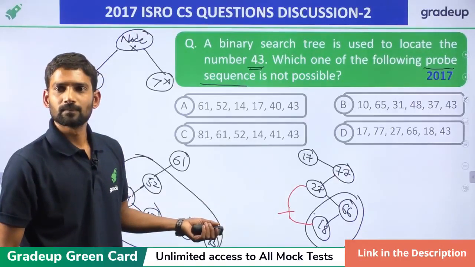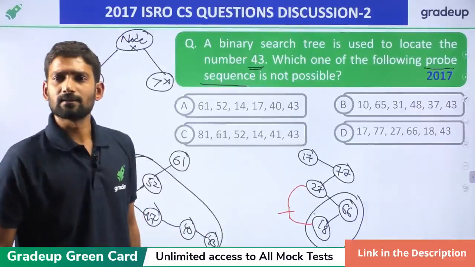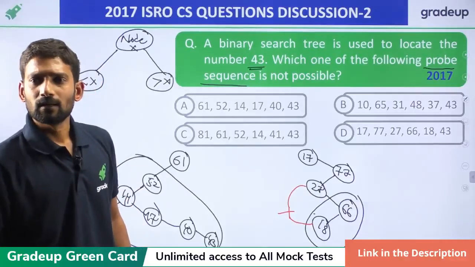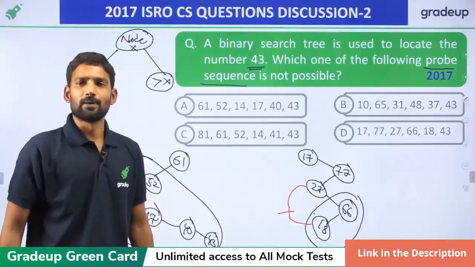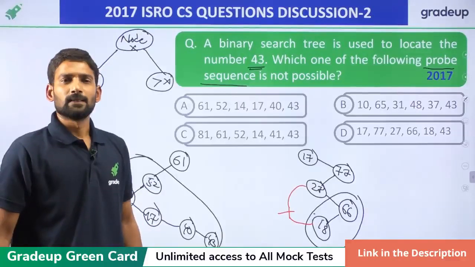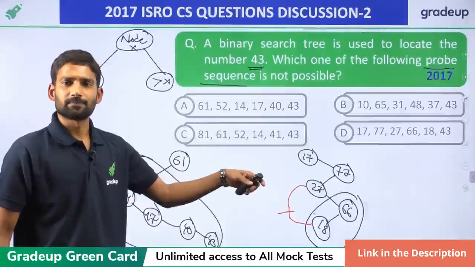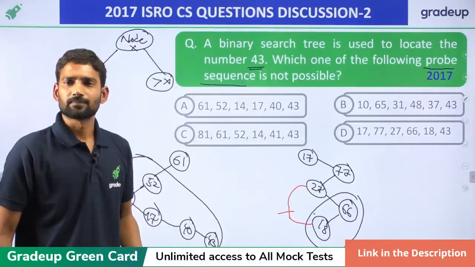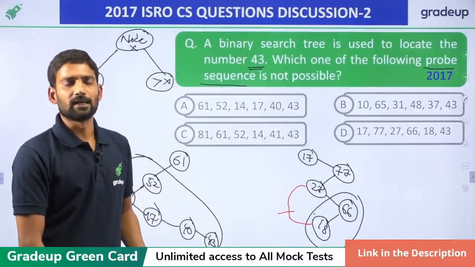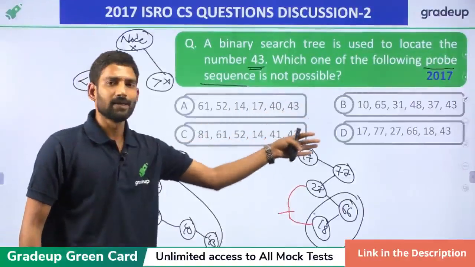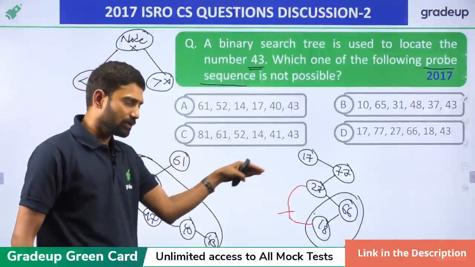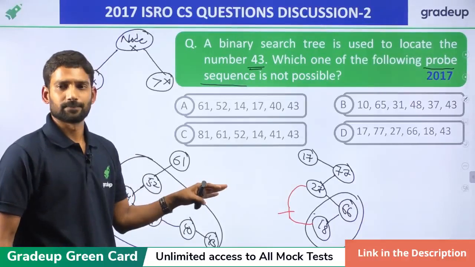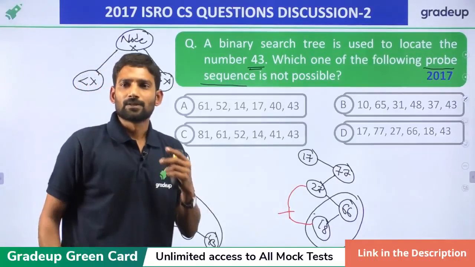Understood? Sir, if the question asked for different probe sequences possible for searching 43, then how will we do it? Shivam, with these options, if the question is asked, as you are telling, what are different probe sequences, then by giving these sequences 1, 2, 3, 4, you will be having options as 1 and 2, 1 and 3, 2 and 3, etc. Okay?